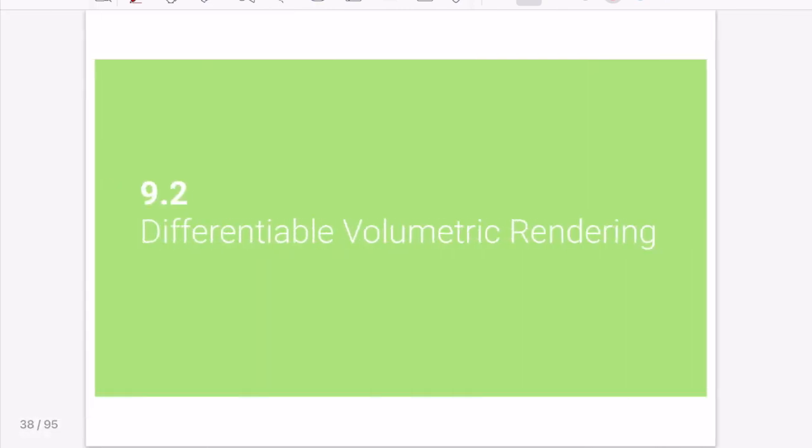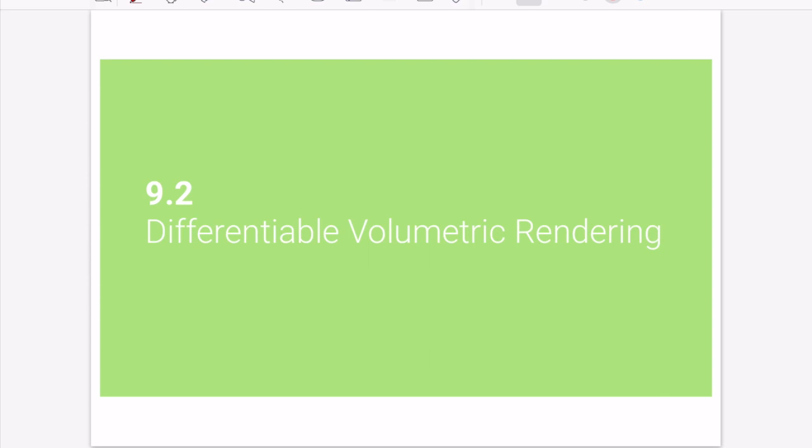So yeah, this is the end of today's lecture, and after that we will talk about how to design differentiable volume rendering and how to design a NeRF, or neural radiance field, and how we can design a generative model for the neural radiance field or something like that.